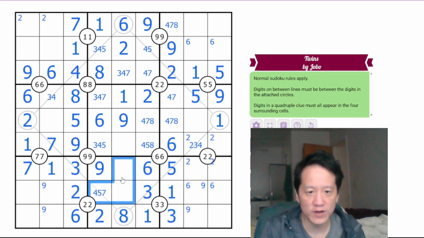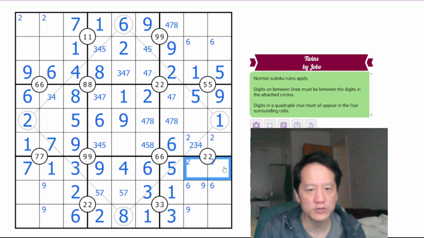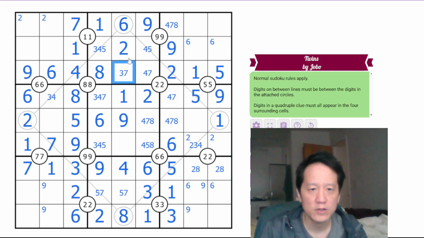This has to be a 4, 5, 7 triplet in this box, but this can't be 5 or 7, so this must be a 4 here, which means this is 5 or 7, and this is 5 or 7 here. The remaining 2 digits here are 2 and 8. That's 2 and 8. This can't be 4. The remaining digits in row or column 5 are 3, 5, and 7. This can't be 7, so this is 3 or 5. That's fine.